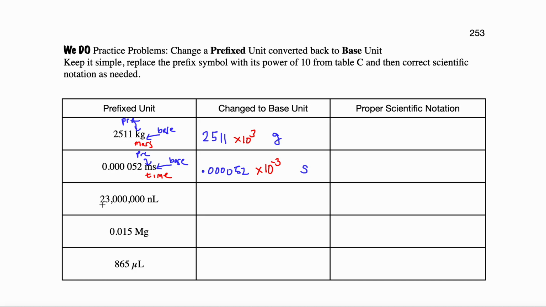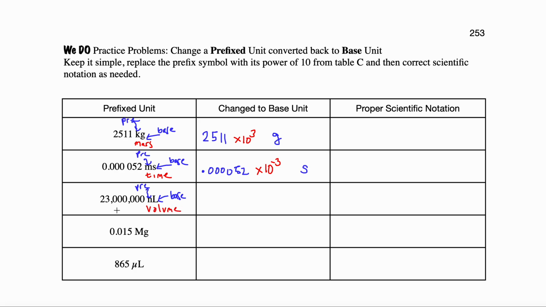I take a look at this next one. It's 23 million nL. Well, the first letter in this unit is the prefix, so I can find that on table C. And L, if I'm not sure what it is, the base unit, so I can find its name on table D. So table C, n is nano, and L stands for liters, so this would be nanoliters. And whether it's regular liters or nanoliters, the quantity that's being expressed here is volume.